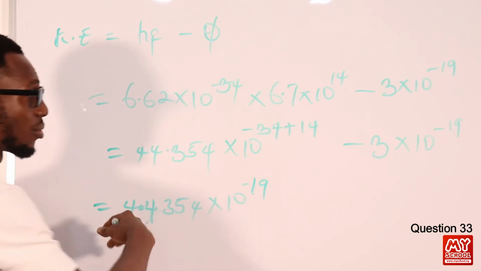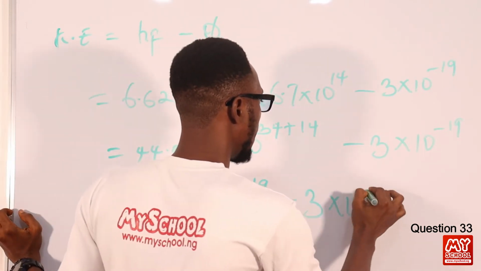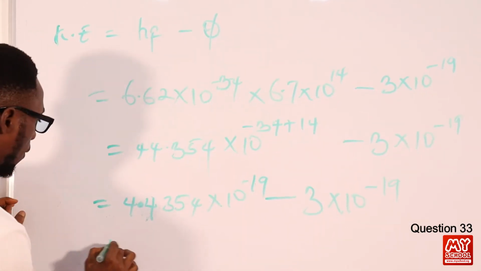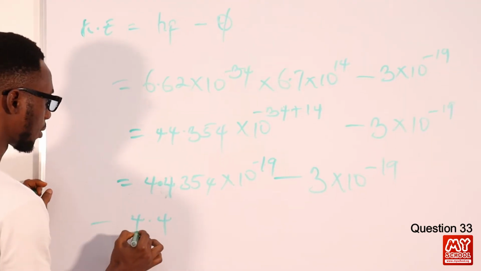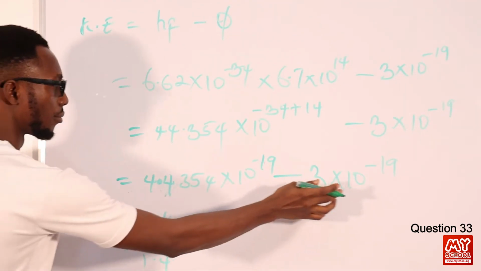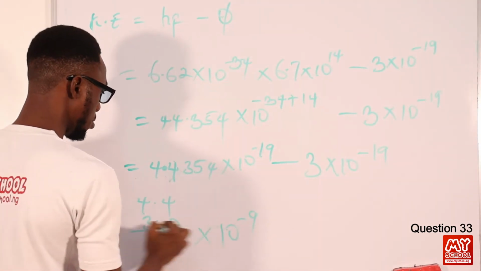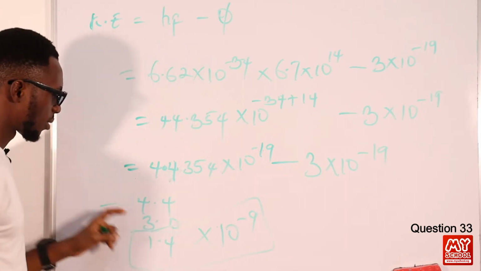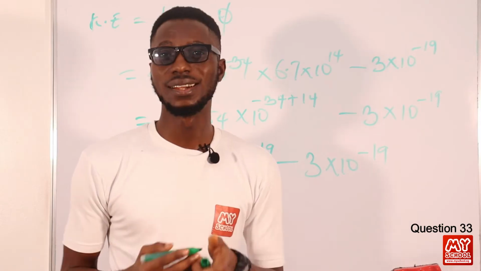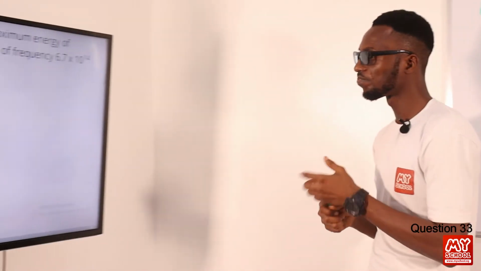You can just use your calculator to solve all of this, all right, minus 3 times 10 raised to power minus 19. So don't worry about the raised to power. So just say 4.4, right, minus 3.0. So that should be 1.4. Then the 10 raised to power minus 19. So my answer should be somewhere around 1.4 times 10 raised to power minus 19, something like that. All right, so let's go back to the screen to run a confirmation of our solution.